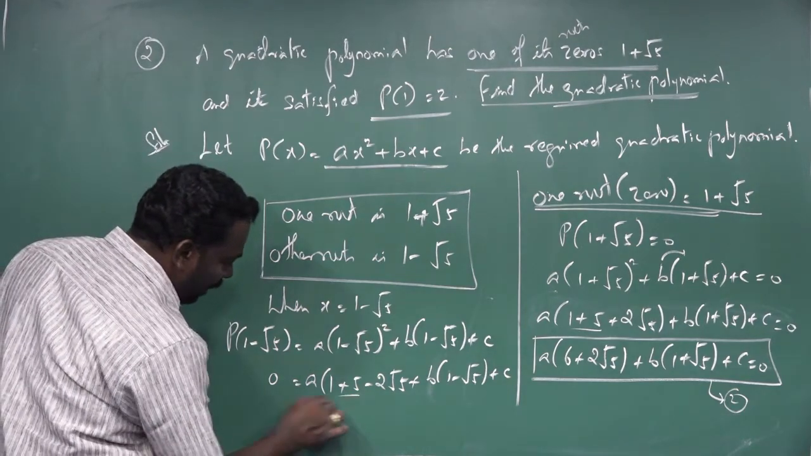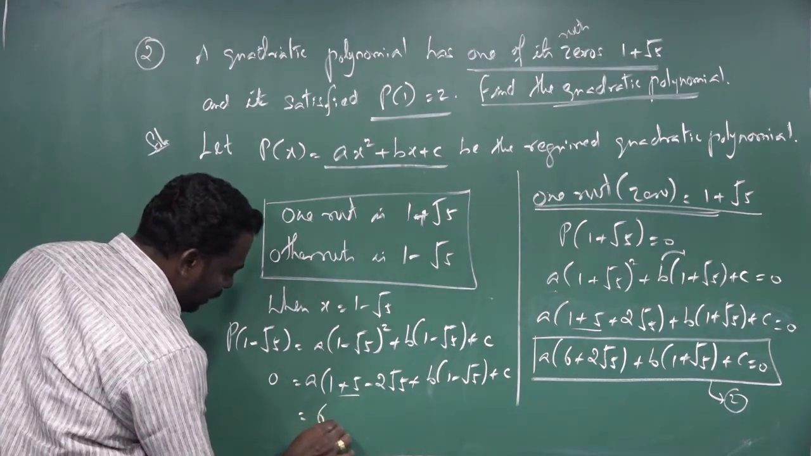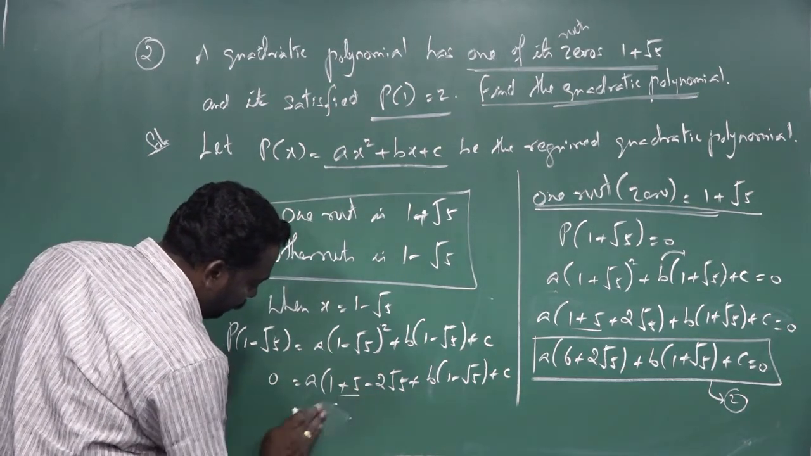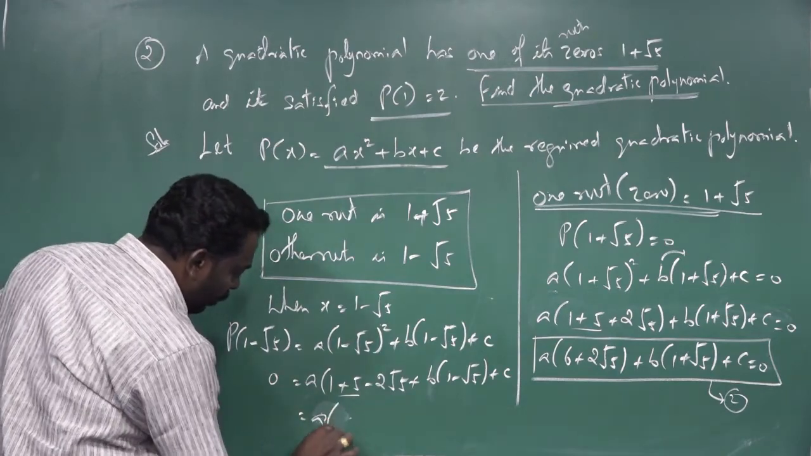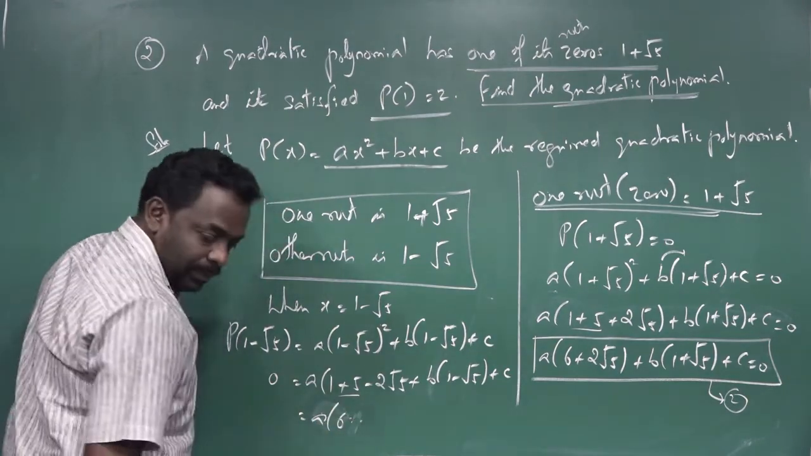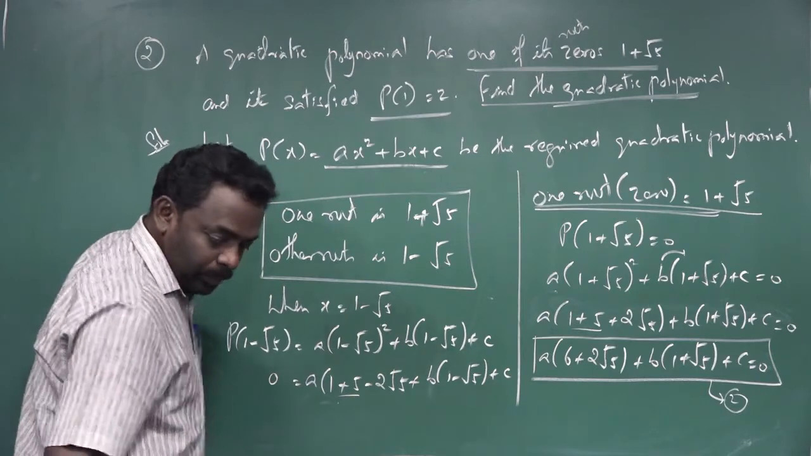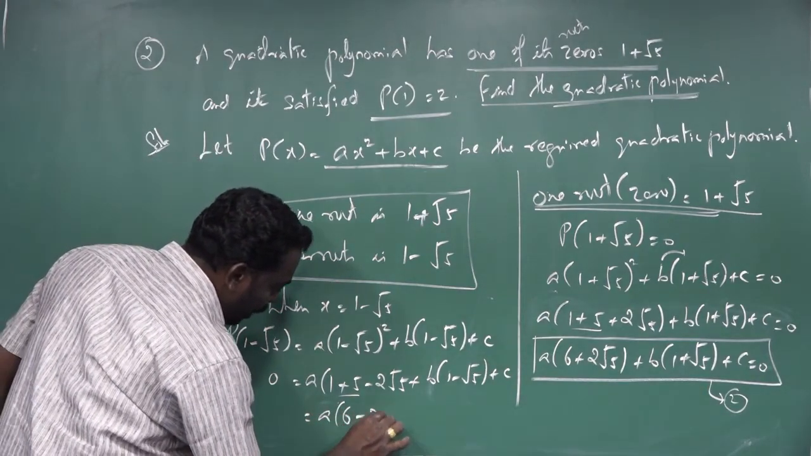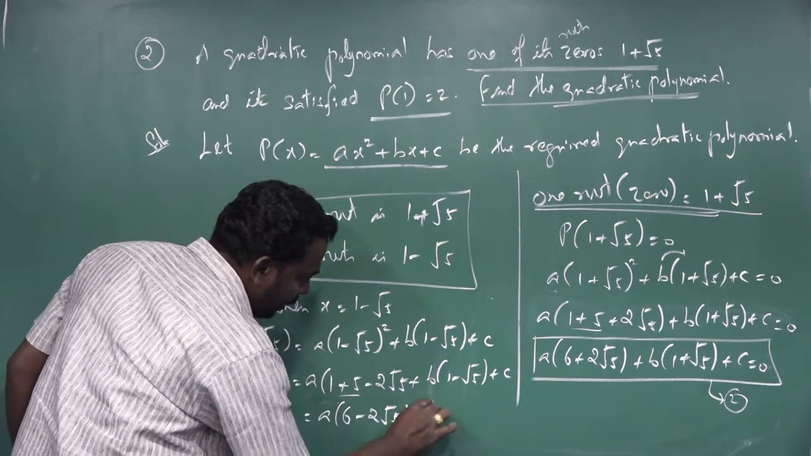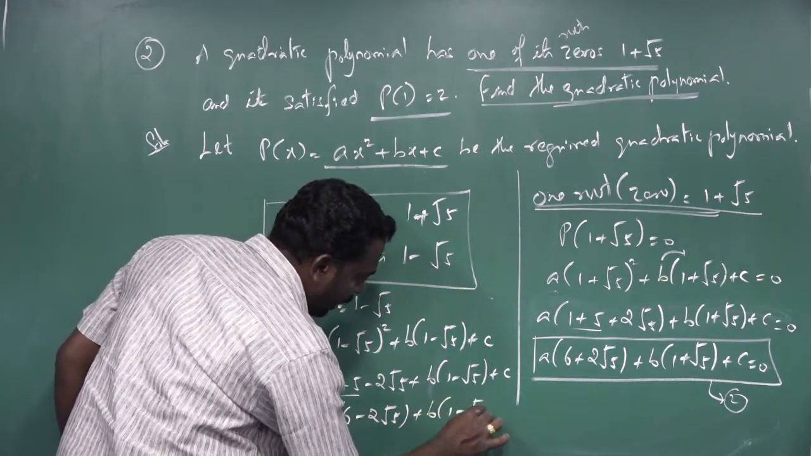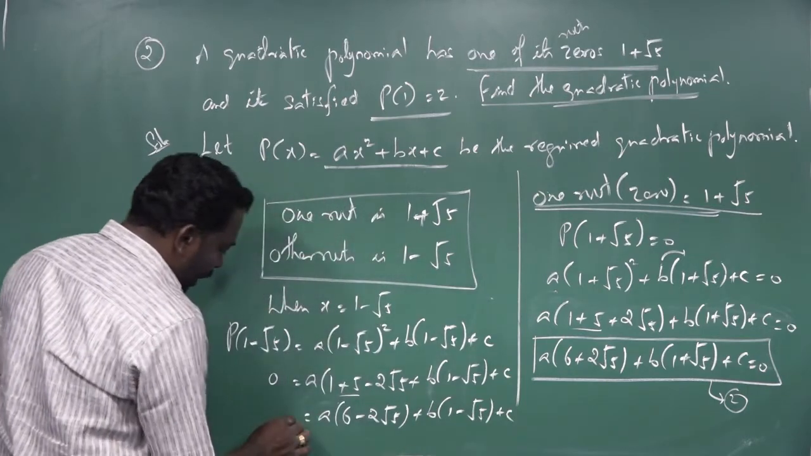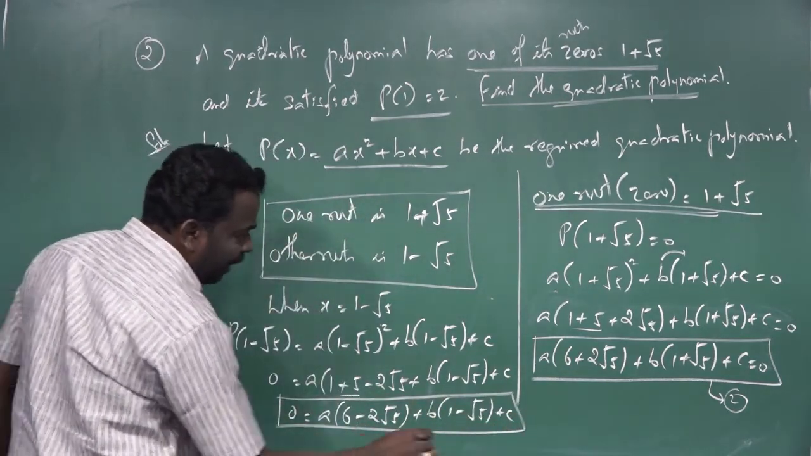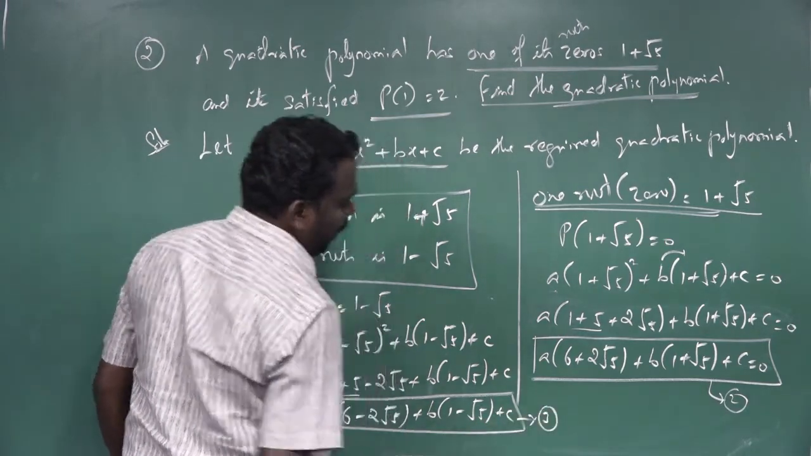And it is equal to adding the term, that is equal to 6. Then a into 6 plus 6 minus, and that is equal to a into (6 minus 2 into root 5) plus b into (1 minus root 5) plus 0, and that is equal to 0, and this equation is defined as equation number 3.